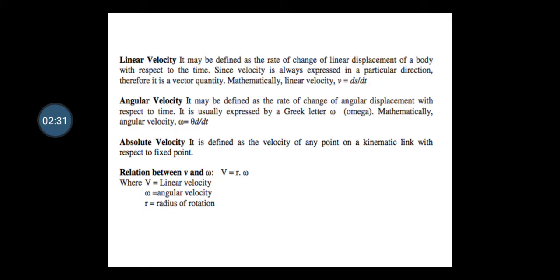Coming towards absolute velocity. Absolute velocity is defined as the velocity of any point on a kinematic link with respect to a fixed point. If we see the relation between linear velocity and angular velocity, v = r omega, where v represents linear velocity, omega the angular velocity, and r is the radius of rotation of the link.